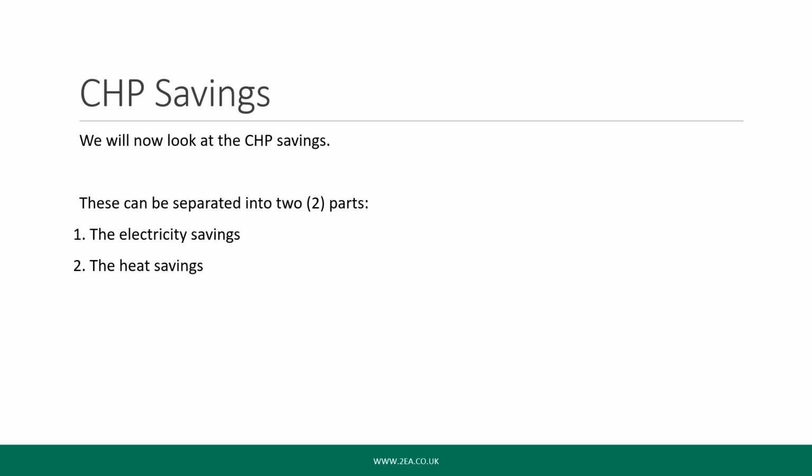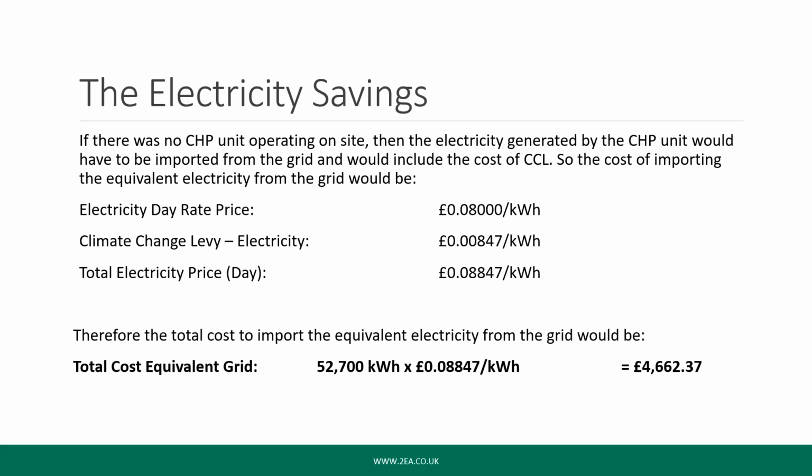Now let's look at the savings. Well, savings can be separated into two parts, the electricity savings and the heat savings. So let's deal with the electricity savings. If there was no CHP unit operating on site, then the electricity generated by the CHP would have to be imported from the grid and would include the cost of CCL. So the cost of importing the equivalent of electricity from the grid would be the day rate plus the CCL rate for electricity to give you a total electricity price. Therefore, the total cost to import the equivalent electricity from the grid would be £4,662.37.